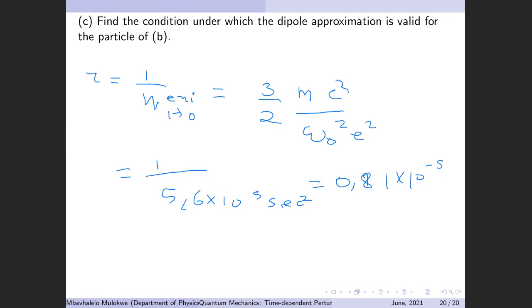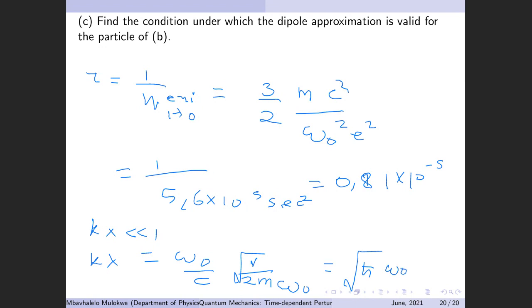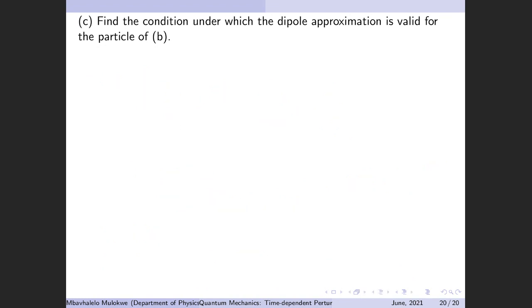And C, which was this question, it's valid when kx is way smaller than 1. This means that we can find what is kx. So kx is just omega naught over c times the square root of h bar over 2m omega naught, which is the square root of h bar omega naught over 2m c squared. This has to be way smaller than 1. So that leads you to the fact that it's only valid if h bar omega is smaller than 2m c squared.